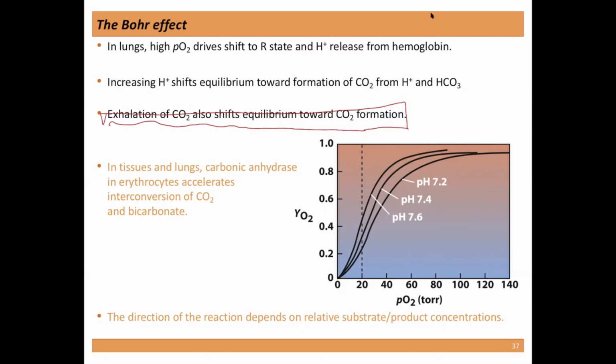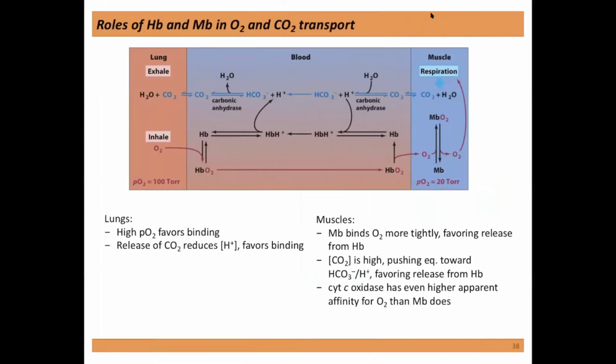So we do have an enzyme in our tissues and lungs, carbonic anhydrase, that actually accelerates the interconversion of CO2 and bicarbonate. So deep in our tissues, we would take that CO2 that's in high concentration and make it into bicarbonate. In our lungs, we would take that bicarbonate and accelerate the production of CO2 so we could release that. Okay, this is known as the Bohr effect, the effect of pH on the uptake or the release of oxygen.